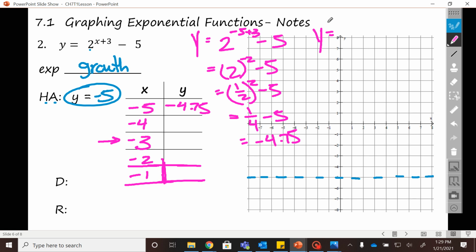All right, now we plug in negative 4, 2 to the negative 4 plus 3 minus 5, just 2 to the negative 1 minus 5. And 2 to the negative 1, we would flip that to make it a positive exponent, so 1/2 minus 5 is negative 4.5.